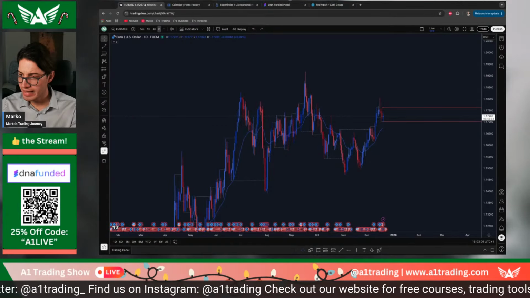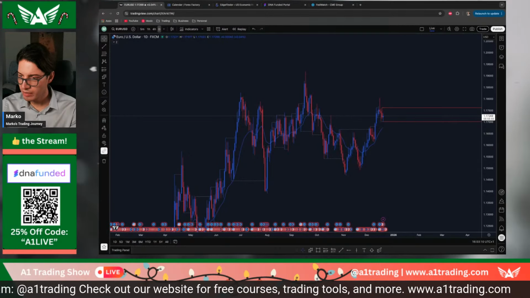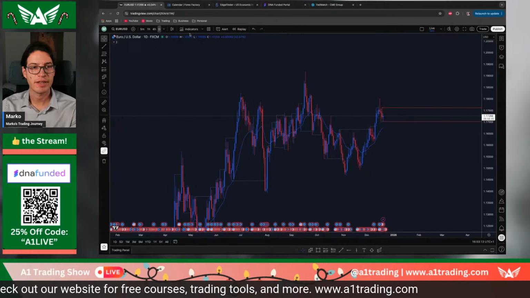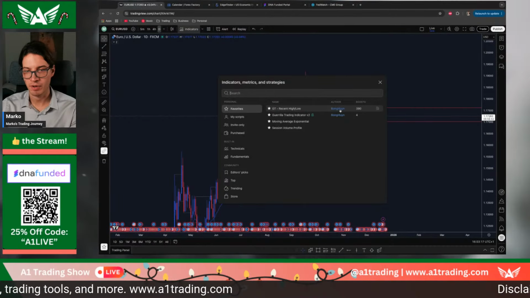Euro yen yield is less still. Is it at all-time high? Do you think it will come to normalcy? What is the indicator you use on your chart? So the indicator is called the GT recent high low by Bong Hyun.